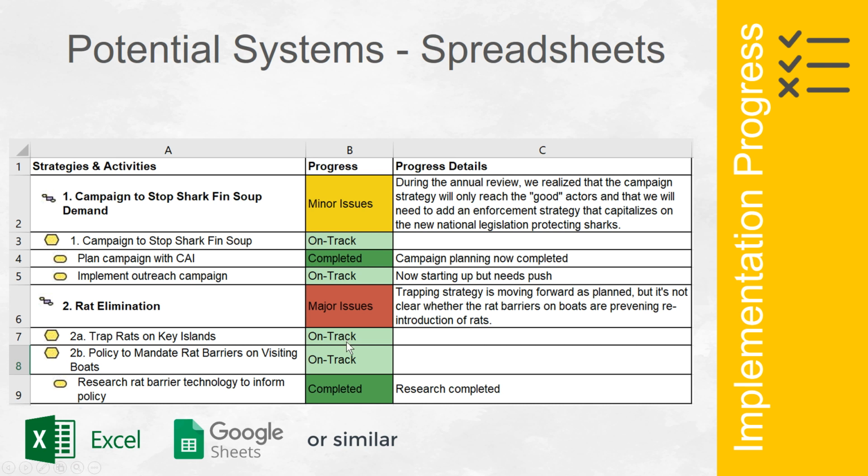Another familiar option for tracking implementation progress is a spreadsheet. You could recreate something that looks like what you might see in Miradi as shown here, or you could create a spreadsheet that's tailored to your own preference. The advantage of spreadsheets is that you can custom design them as you see fit.